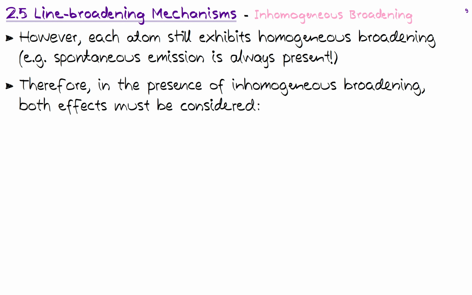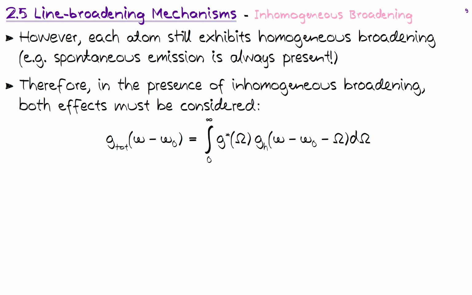So essentially then the total line shape function G tot is given by a convolution over different frequencies. We have the inhomogeneous broadening line function, and then we also have the homogeneous broadening line function. And essentially this is a convolution, a sum over all these different contributions together to get the overall total line shape function.